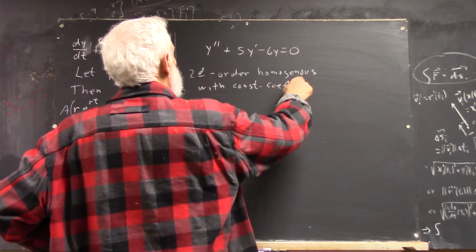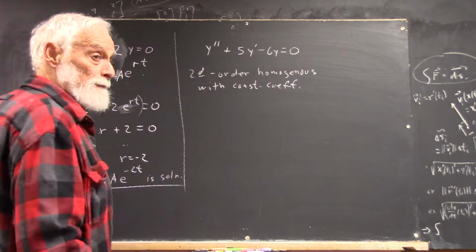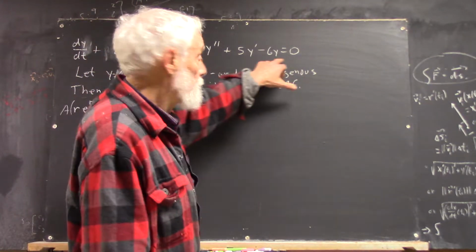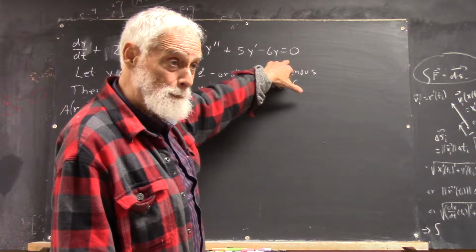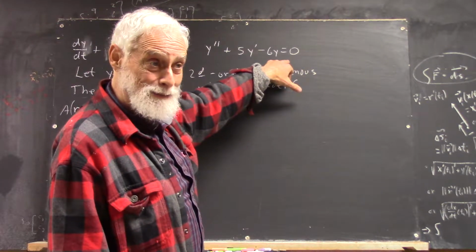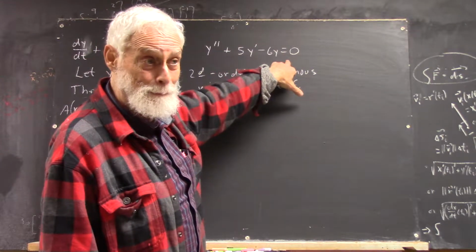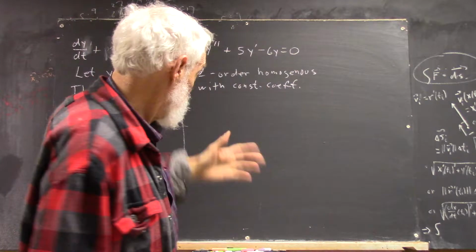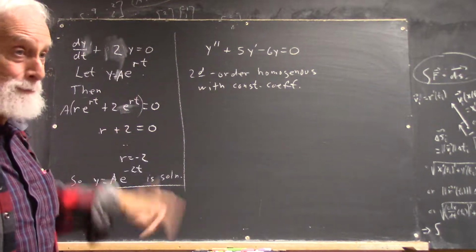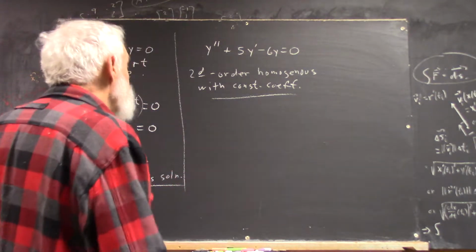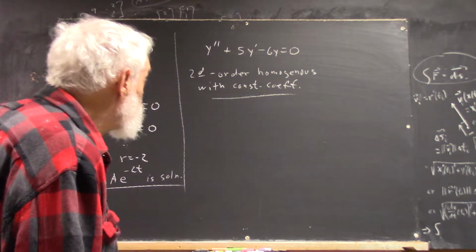Now, this only works if your coefficients are constant. Is it linear? See any powers of y or y prime or y double prime? No powers. No square roots, no logs, no exponentials of those things, right? So they're linear. Yes. Good question. You know, new terminology, okay? So, second order, homogeneous with constant coefficients.